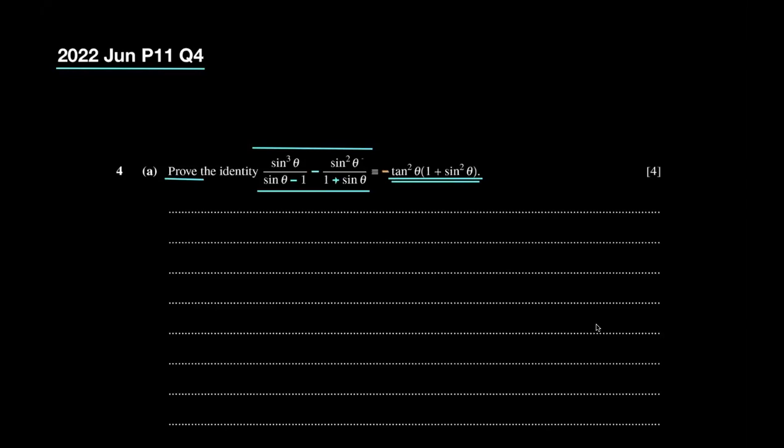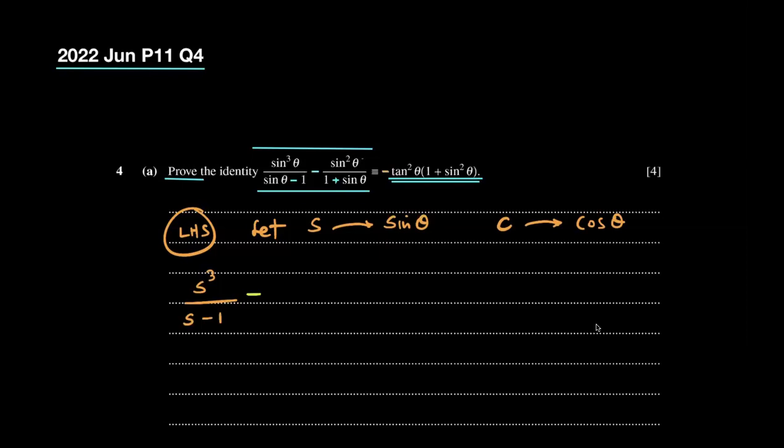Now let's get started. We will start with the left hand side. And we will write, let S be the symbol that I'll use for sine theta for simplicity. Let C be the symbol that I will use for cosine of theta. So I'll write S cube divided by S minus 1. There is a negative sign over here. And then S square over 1 plus sine. This is the left hand side.